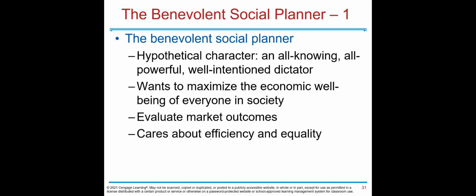So let's talk about the benevolent social planner. The benevolent social planner is a hypothetical character, an all-knowing, all-powerful, well-intentioned dictator. And this benevolent social planner wants to maximize the economic well-being of everyone in society. Now we are going to evaluate market outcomes, and this social planner cares about efficiency and equity.